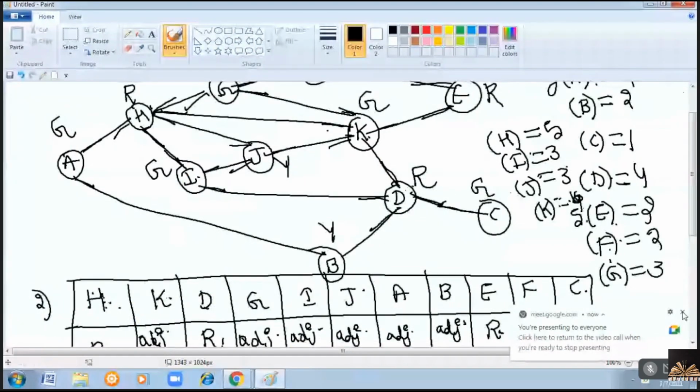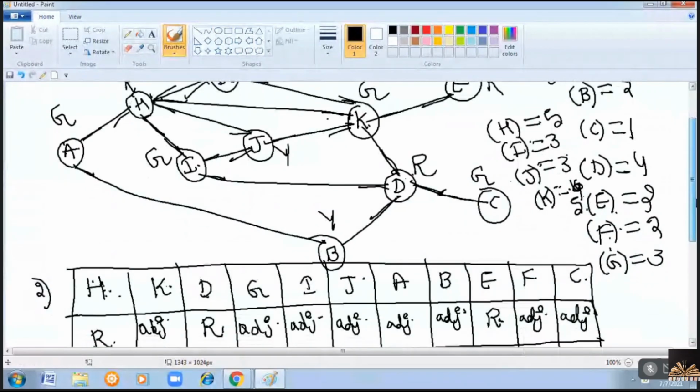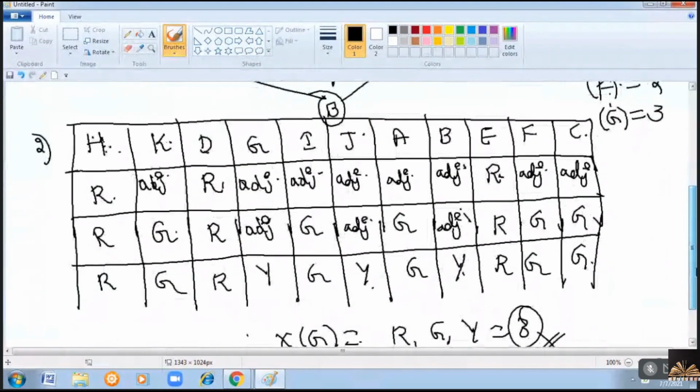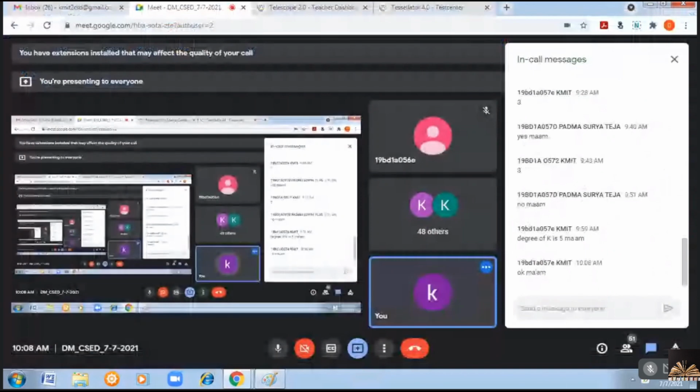So does everyone understand this Welch-Powell algorithm? How to find the chromatic number using the Welch-Powell algorithm? If you have any doubts, please let me know. Anyway, I'll discuss one more example.